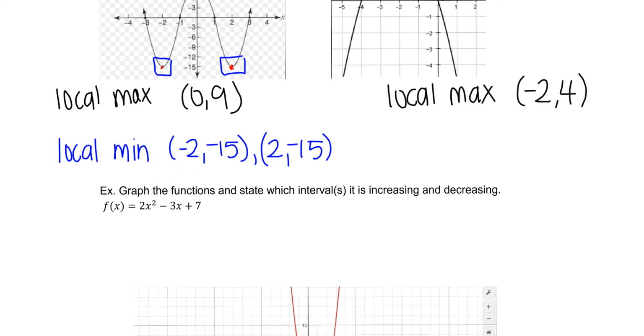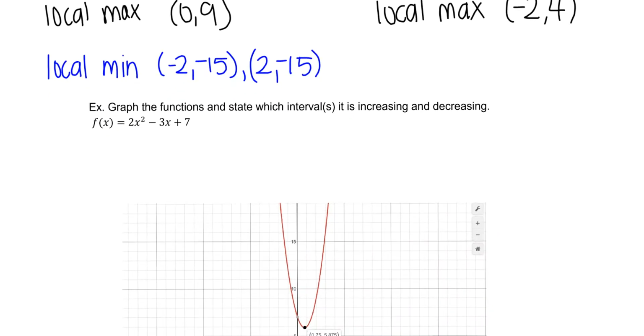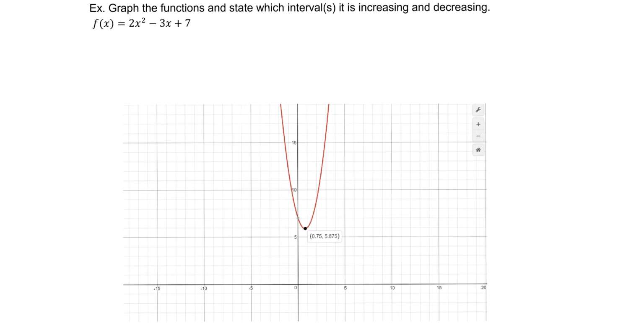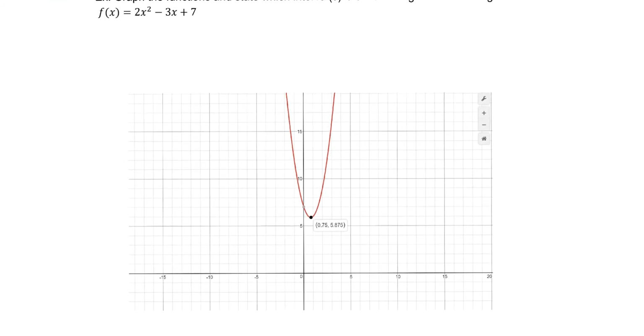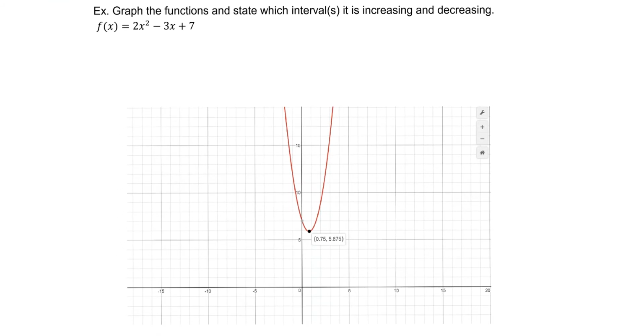Let's go ahead and figure out how to determine the increasing and decreasing intervals from a function. So I've given you the function f of x equals 2x squared minus 3x plus 7. In order to determine the interval or intervals in which it is increasing or decreasing, we're going to graph it. So I've gone ahead and inserted the graph here that we obtained from Desmos, and I've already got the necessary points labeled.